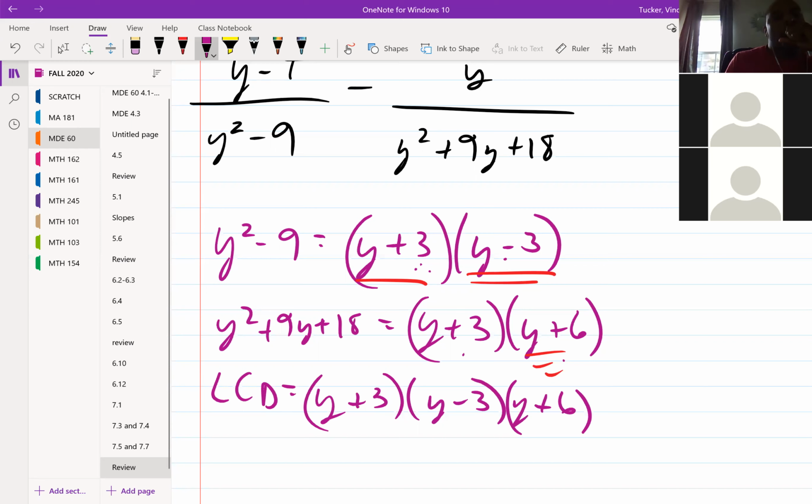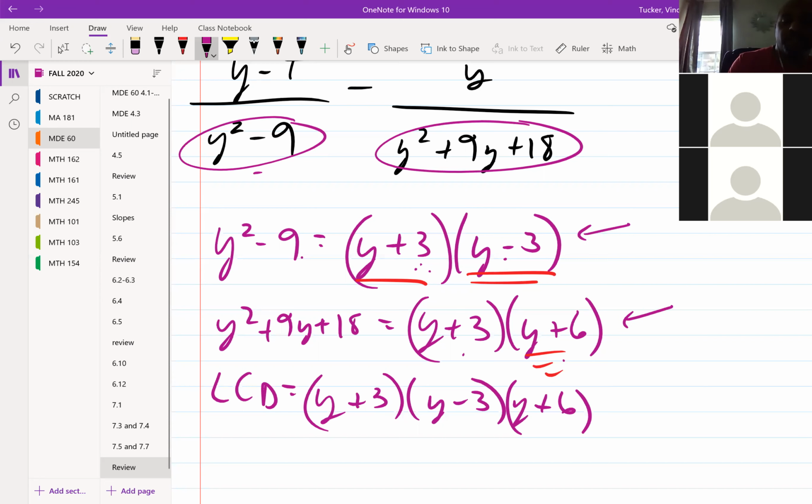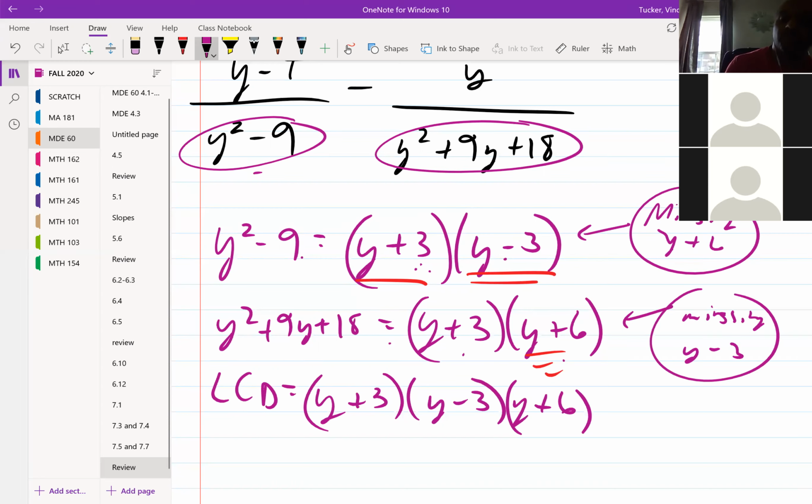And what you try to do to have a common LCD is make it look like those three. Right. So now we're going to go back to our original denominators and see what parentheses they are missing. Well, we can see them right here. When we compare these to the LCD, which parentheses are they missing? This one is missing y plus 6. This one is missing y minus 3, in comparison to the LCD. All right, we good with that before we go further?